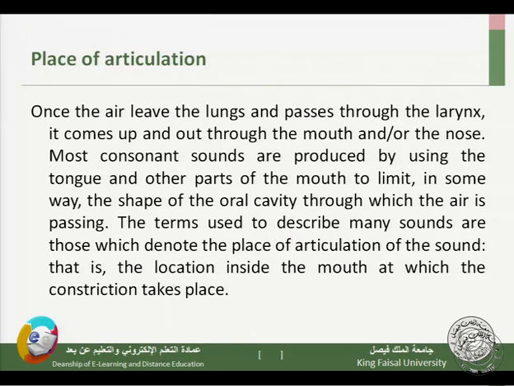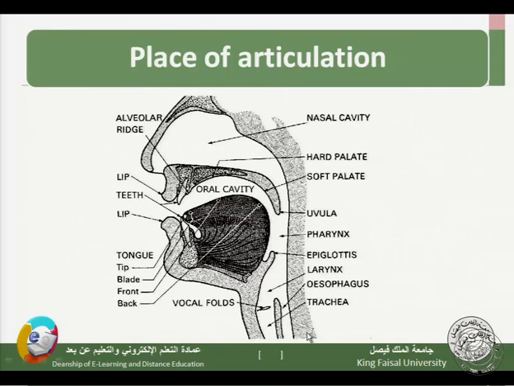Well, most consonant sounds, as I was saying, are produced by using the tongue and other parts of the mouth to limit in some way the shape of the oral cavity through which the air is passing. So once the air comes out from the lung through the trachea and the larynx, the tongue will move in one way or another to shape the oral cavity. If the tongue moves up, it will leave a special space for the air to pass.